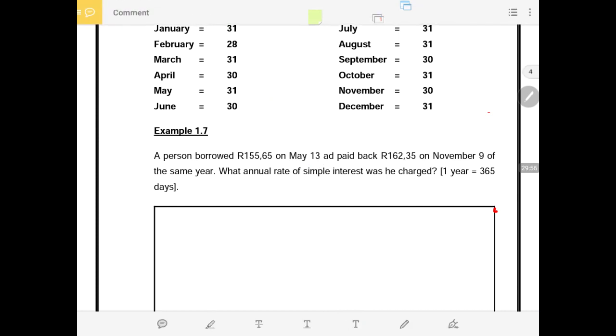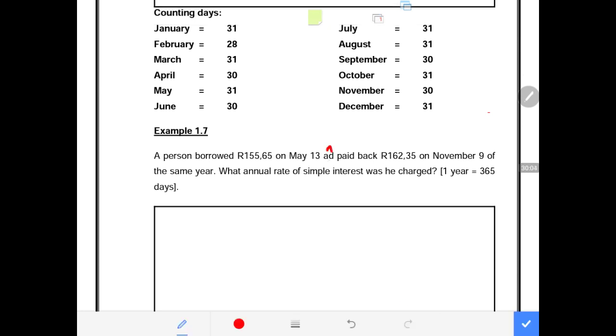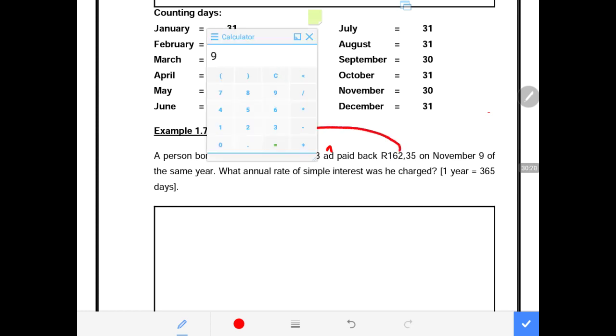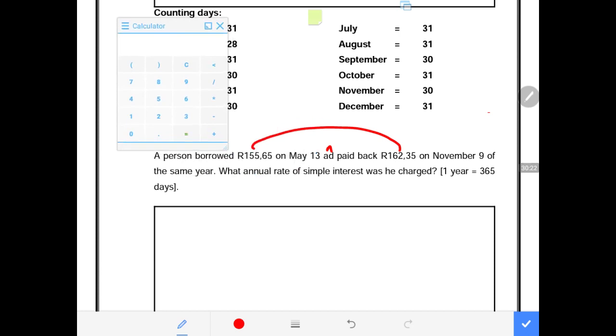in bills of exchange. Now he borrowed this money on the 13th of May and paid back 162.35. The question is, why would a person borrow 155 and end up paying 162? That means there must be interest that this person was charged, and the interest will be the difference between the amount he borrowed and the total amount that he paid back later on.